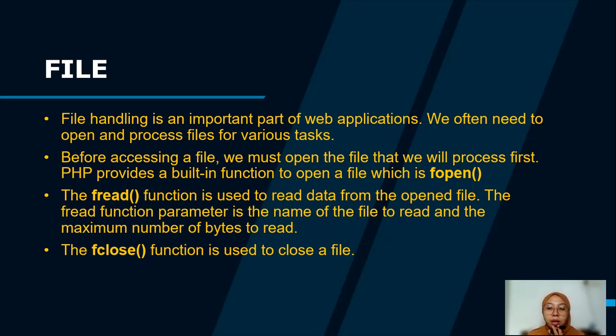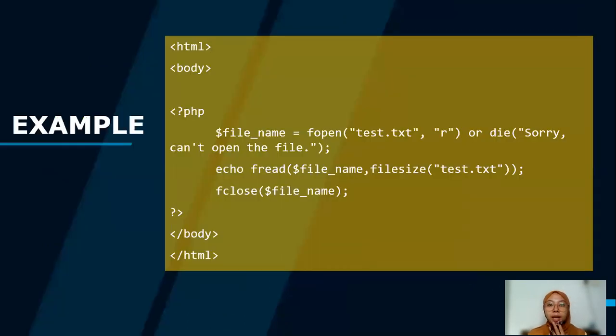And after opening it, we need to read, right? To read, we need a function for it. After we open and read, for example, if we need to open or read another file, we must close the first file. So we need to use a function that can close the file, which is fclose. Okay, so this is the example.